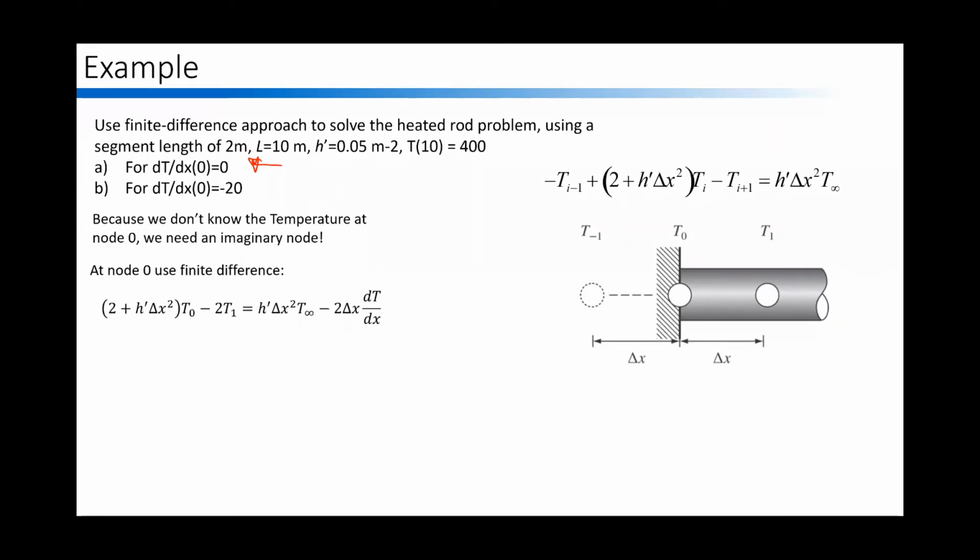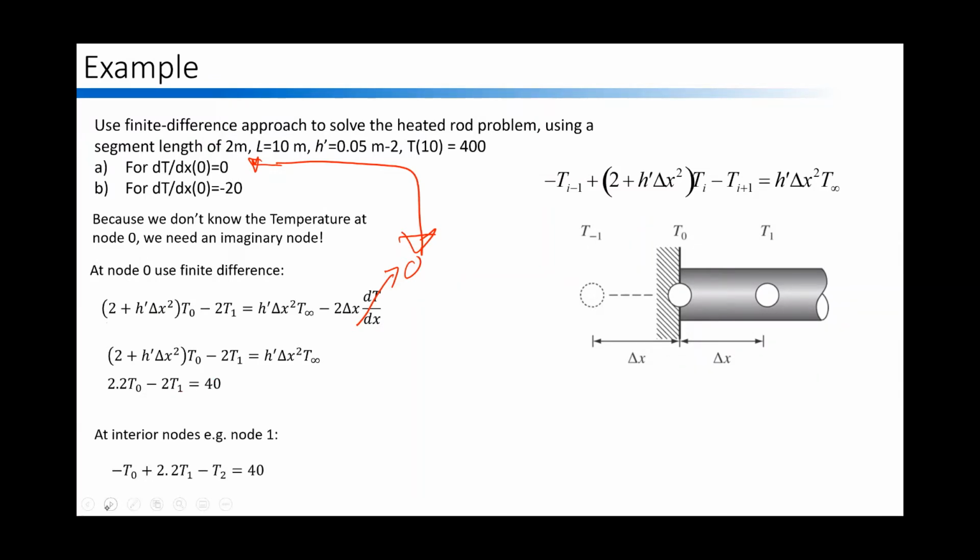In this case, putting those equations forward, we have (2 plus H prime delta x squared) T0 minus 2 T1 equals H prime delta x squared T infinity minus 2 delta x dT/dx. Well, in this case, that dT/dx is 0 from my boundary condition. So I get to eliminate that, and when I plug in the numbers, I end up with 2.2 T0 minus 2 T1 equals 40.